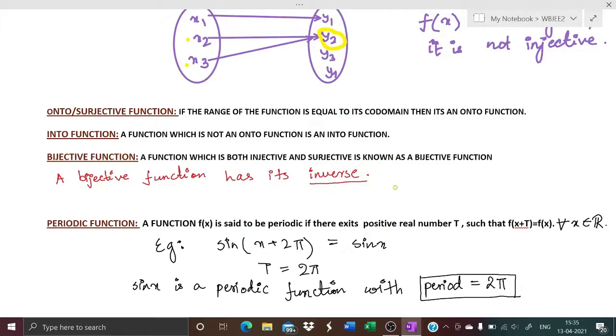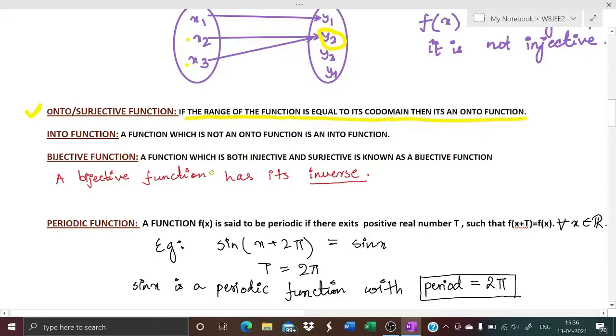Now we will know what is a surjective function. An onto function is called a surjective function. So what is the onto function? Very easy thing: if the range of the function is equal to its codomain, then it is an onto function.